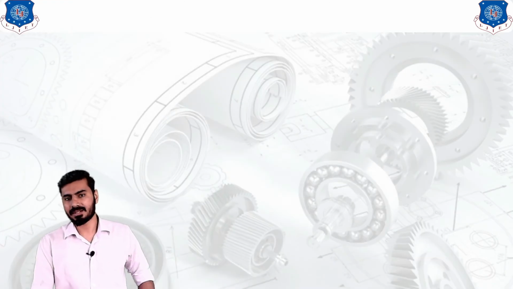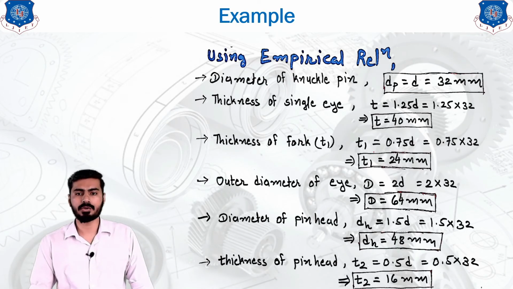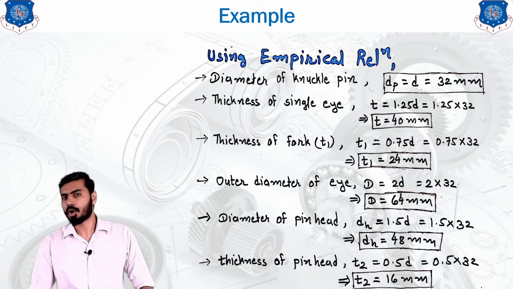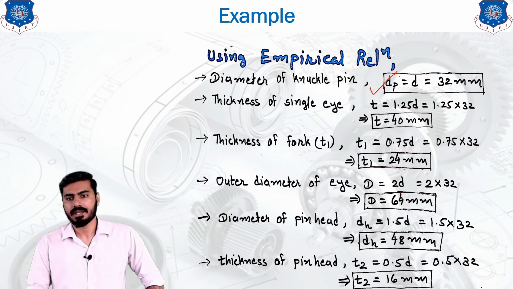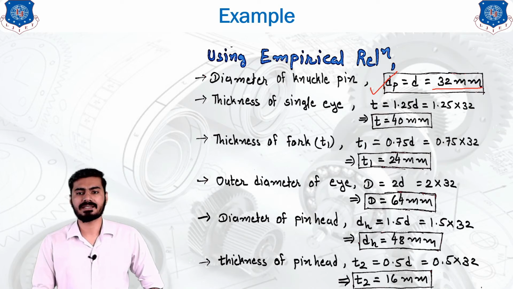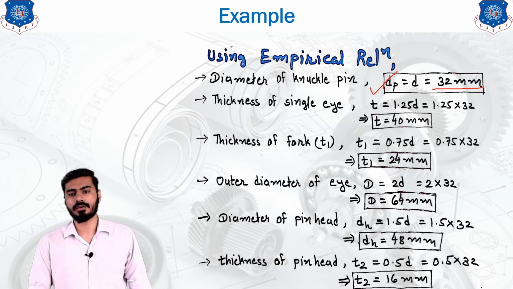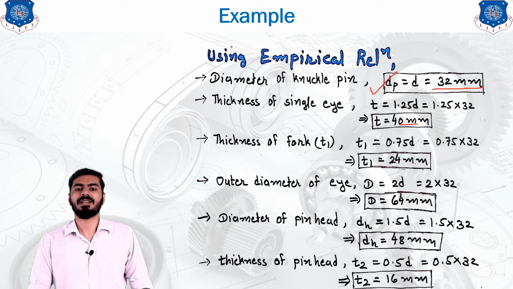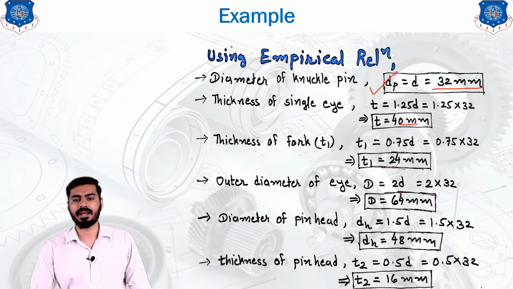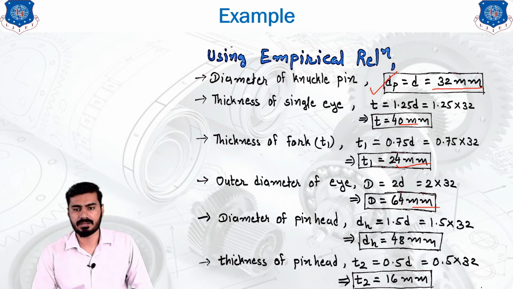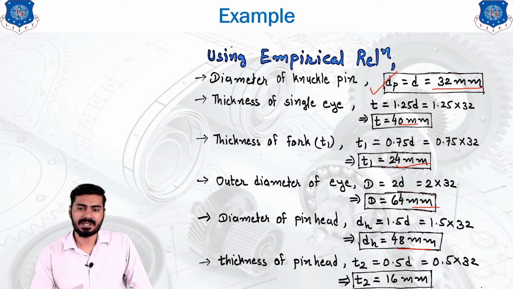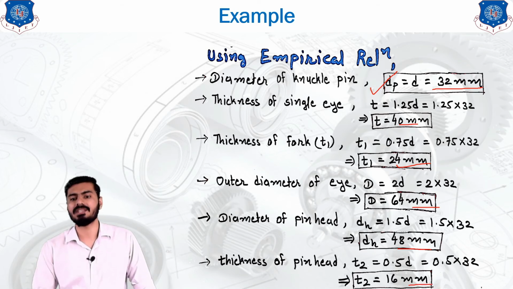Using this diameter, we can use the empirical relations to find the dimensions of the different components. First, the assumption is dp equals d, so dp is 32. The thickness of the single eye is 1.25 times d, which gives 40 mm. The thickness of the fork is represented by t1, which is 24 mm. The diameter of the eye is 2d, which is 64 mm. The diameter of the pin head is dh, that is 48 mm, and the pin head thickness is t2, that is 16 mm.